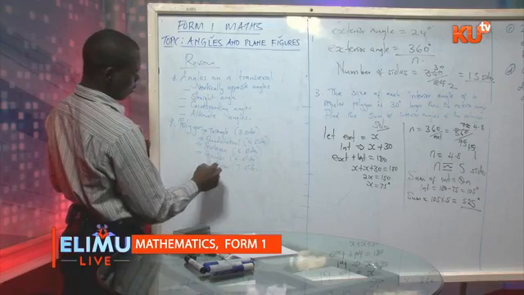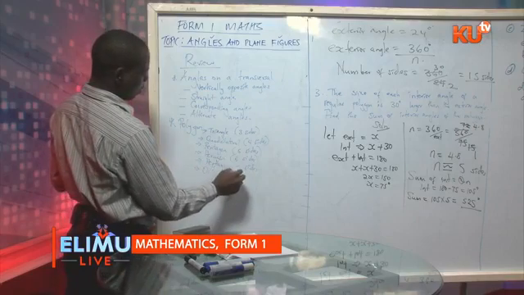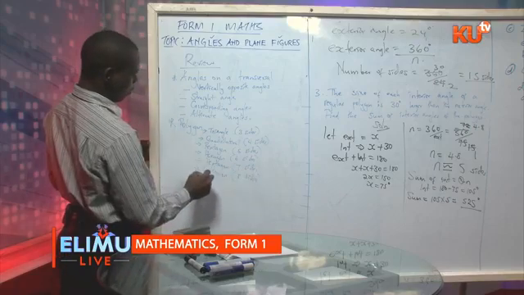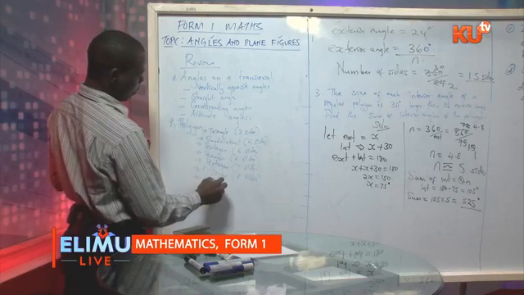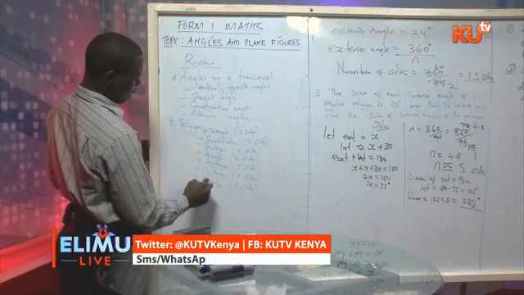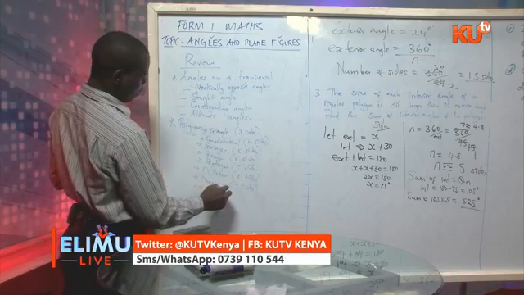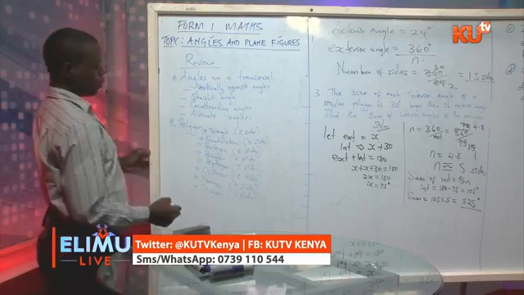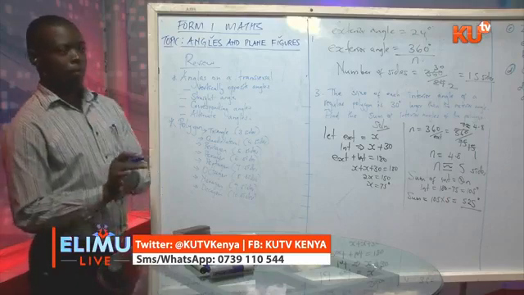We've mentioned an octagon, a polygon with 8 sides. We've mentioned a nonagon. A nonagon is a polygon with 9 sides. And lastly, we've mentioned what we call a decagon, which is a polygon with 10 sides. These are the polygons that we've mentioned.